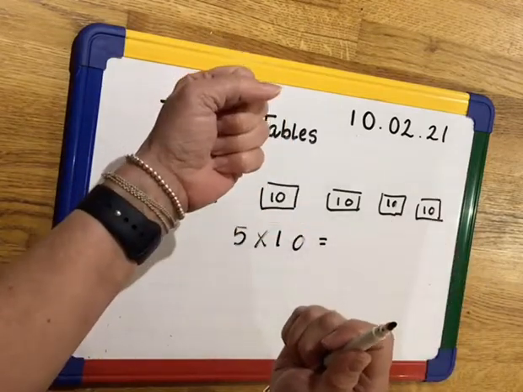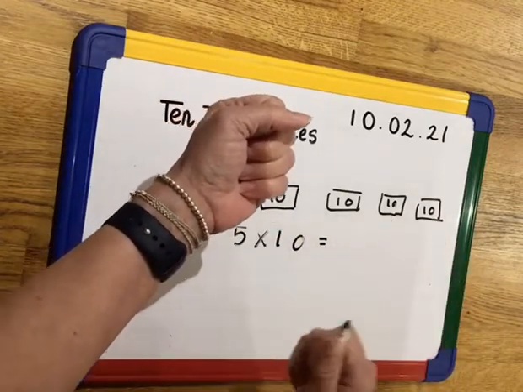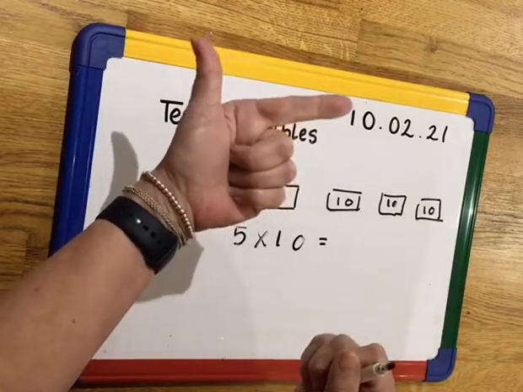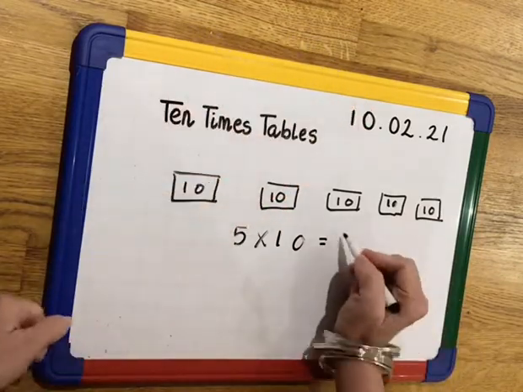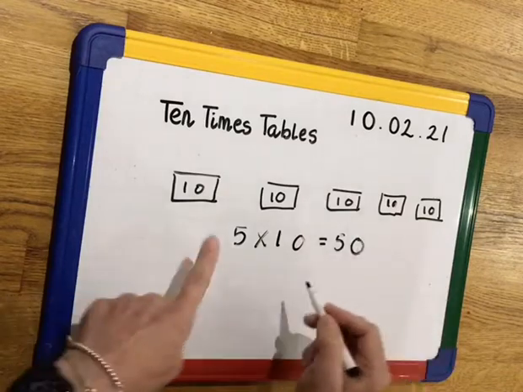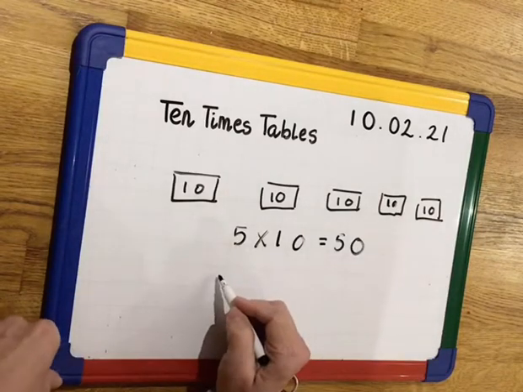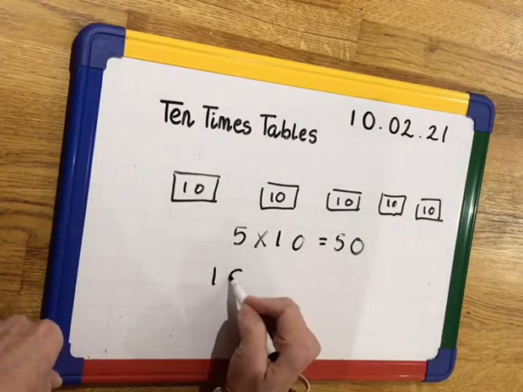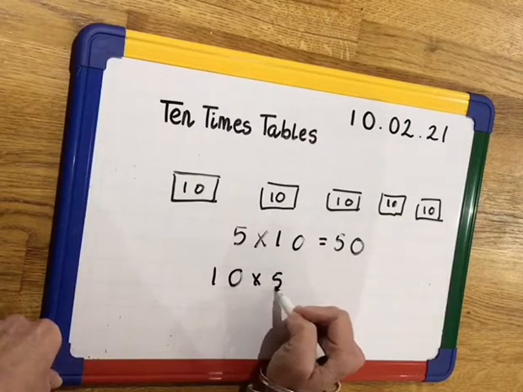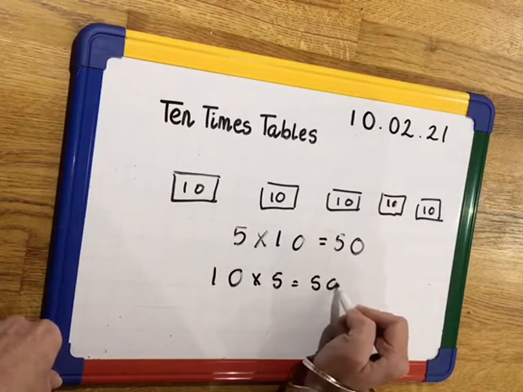Could use my fingers to count if I didn't have pictures. 10, 20, 30, 40, 50. 5 lots of 10 is 50. And I know because of the laws of commutativity, I can say 10 times 5 is also 50.